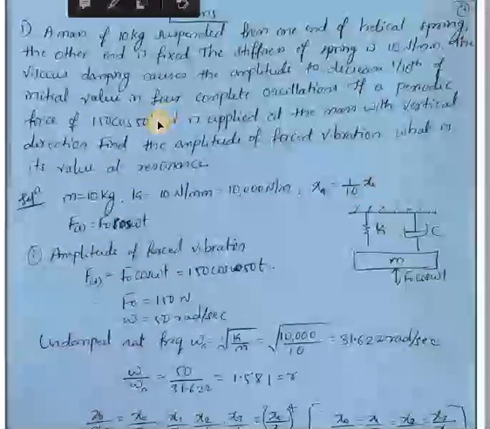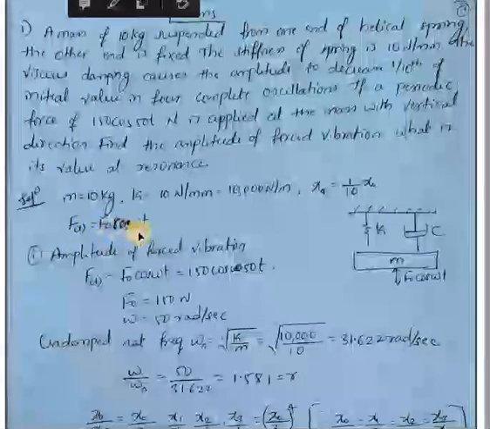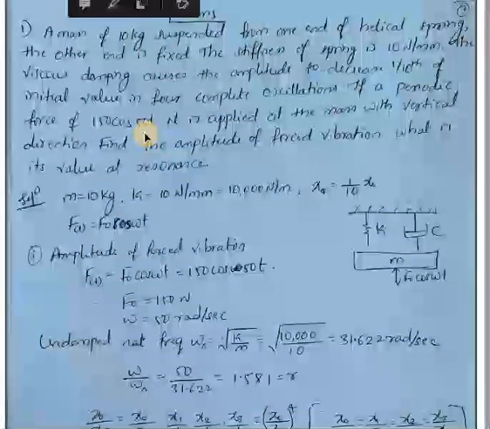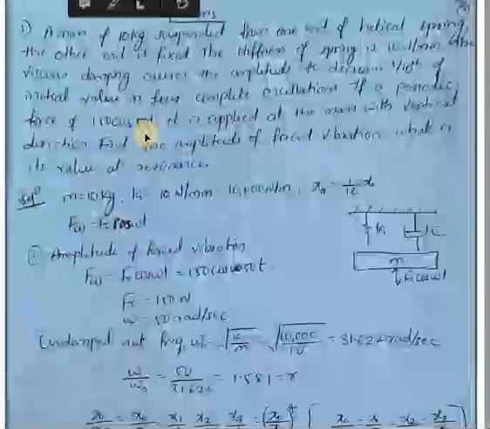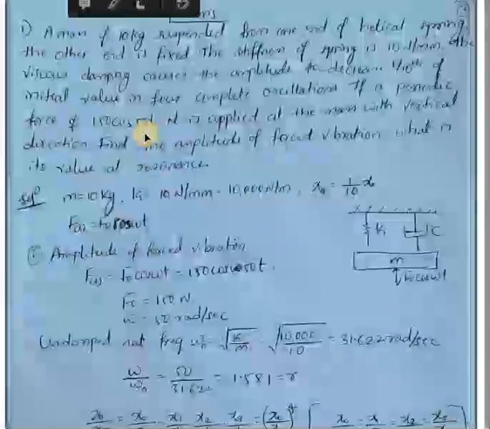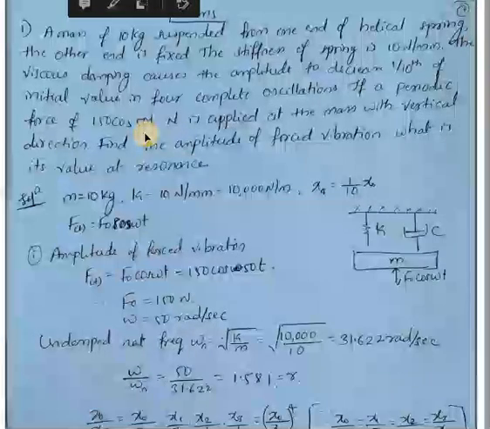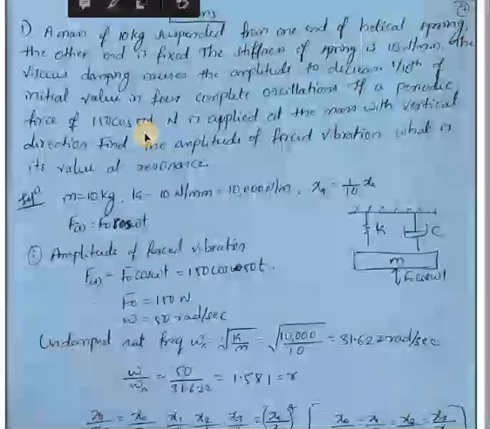And the applied force function f of t he has given as f0 into cos omega t. If you compare that with the given 150 into cos of 50t, we will come to know what is f0 and what is the omega value. Okay. And he asked us to calculate the amplitude of forced vibration and what is the value of amplitude if the system is at resonance.